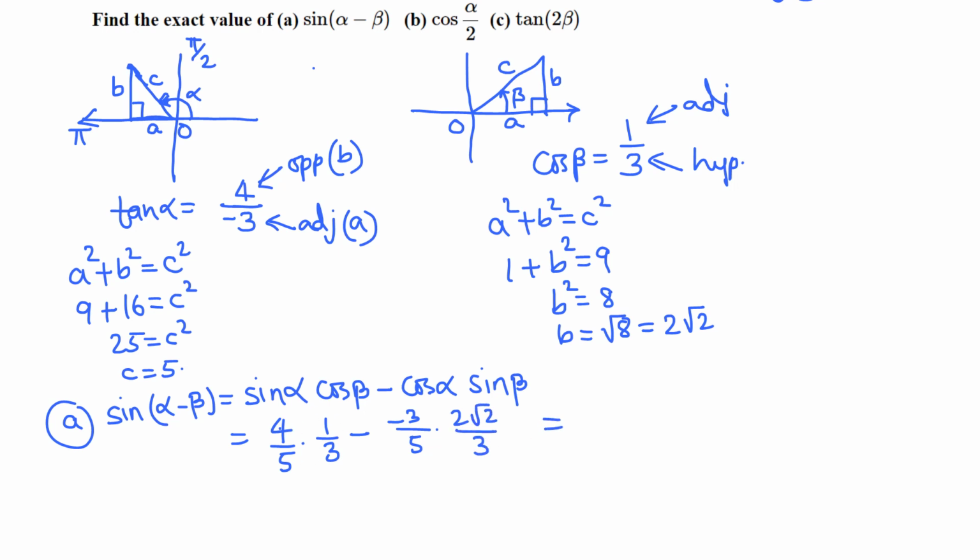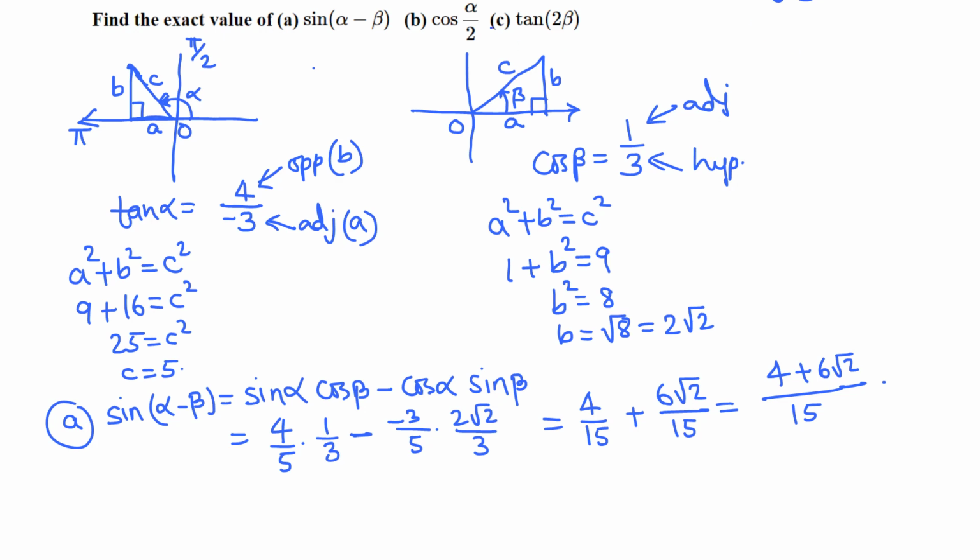We multiply this: 4 times 1, 4 over 15. 4 over 15, a minus negative is plus. This is 6 root 2 over 15. Okay, so common denominator 15: 4 plus 6 root 2. These are unlike terms. We cannot add or subtract. We can factor, but that doesn't help, so we stop here.